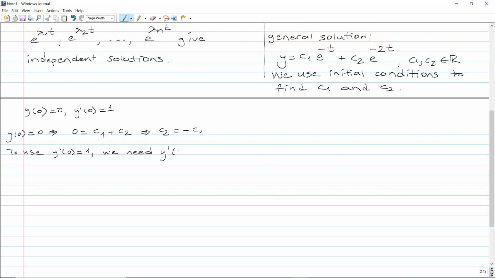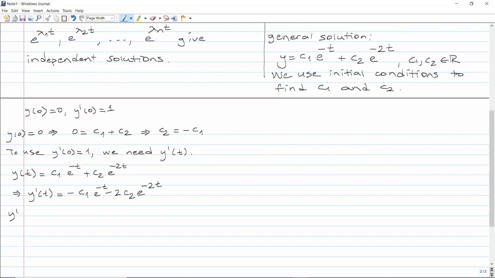We need y prime of t. Now y of t is c1 times e to the minus t plus c2 times e to the minus 2t. So the derivative of e to the minus t is minus e to the minus t. So minus c1 e to the minus t. And c1 is a constant, so... the derivative of e to the minus 2t gives minus 2. Don't forget the constant c2 times e to the minus 2t.